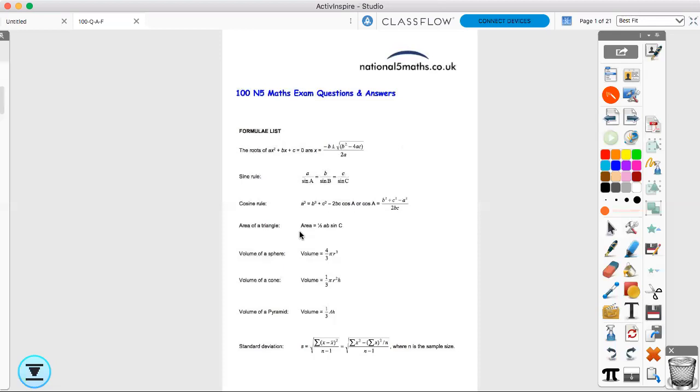If you're asked to find the area of a triangle, that means you need to use the area formula here. It's for any triangle as well. So if you had a right angle triangle, then the area would just be half of AB. Then you've got the three volumes there: volume of a sphere, cone, and pyramid. And the last one is the standard deviation. What I'll teach you with the standard deviation is the first formula. I find the first formula easier to use, and we see fewer mistakes made with the first formula.